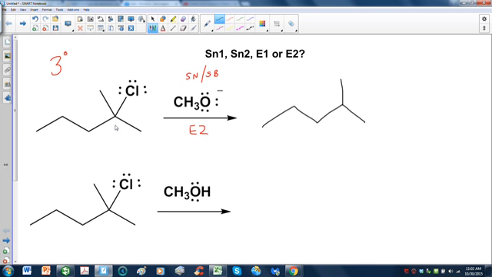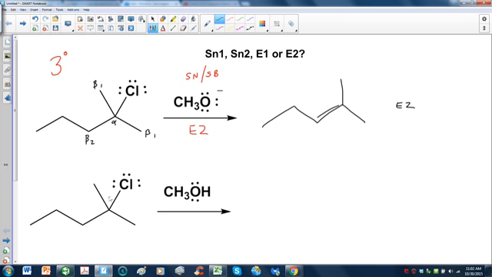If this is my alpha carbon, and we've been through this several times if you watch the other videos about this, the hydrogen is going to get removed from one of these 2 carbons, and in this case it's going to be beta 2, because it's going to give a tri-substituted alkene. That is the reaction product from this reaction. Only one E2 reaction product.